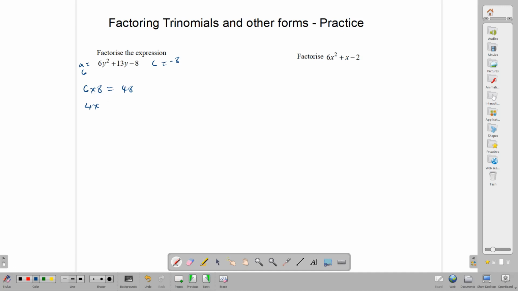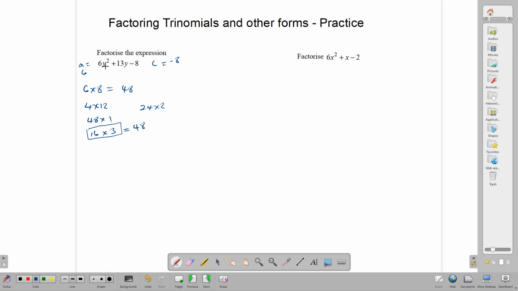These are 4 times 12, 48 times 1, 16 times 3. We can also use 24 times 2. All these numbers multiply to give us 48. But only one pair of numbers in this case can either add or subtract to give us 13. The only pair that will work is this pair, 16 and 3. So 16 times 3 gives us 48, and 16 minus 3 gives us 13.